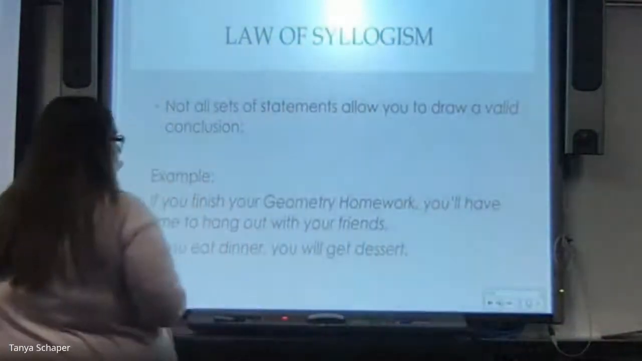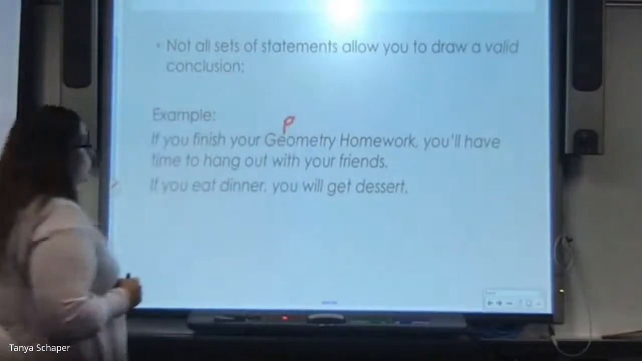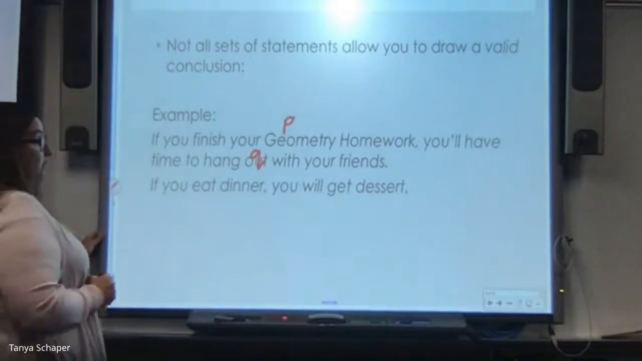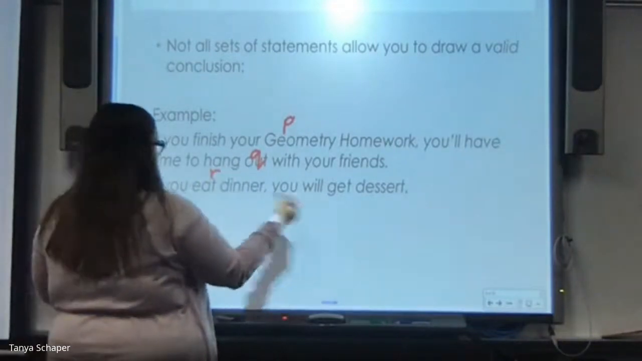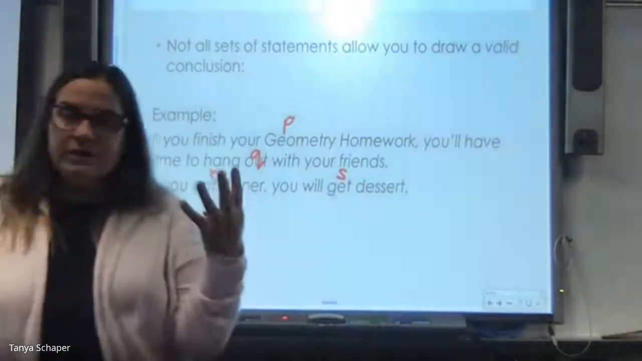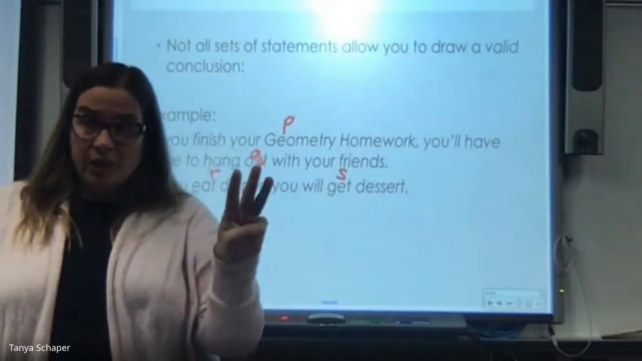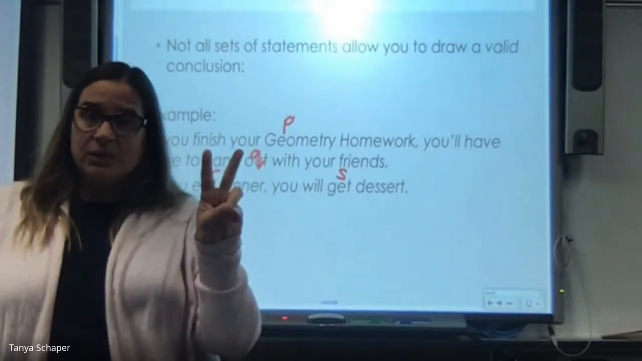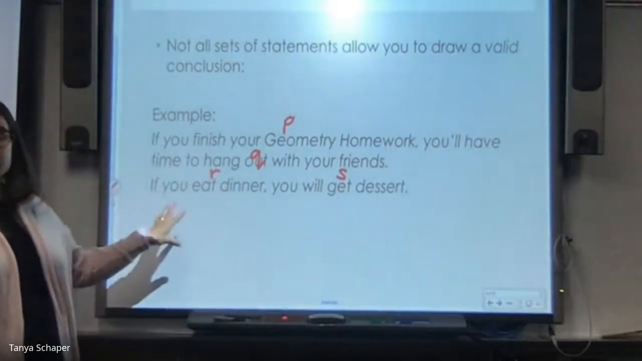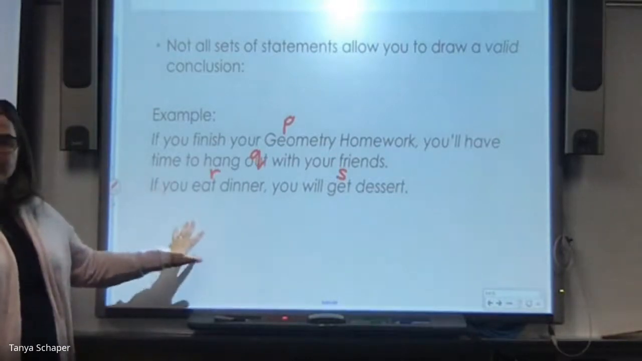So if you finish your geometry homework, P, you'll have time to hang out with your friends. If you eat dessert, or if you eat dinner, then you'll get dessert. Well, that's talking about 4 different pieces of information. For the law of syllogism, we need 3. For the law of detachment, we need 2. So we cannot create a valid solution or a valid conclusion from this statement.